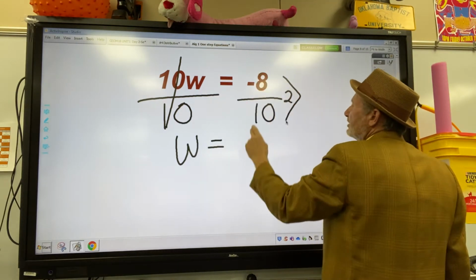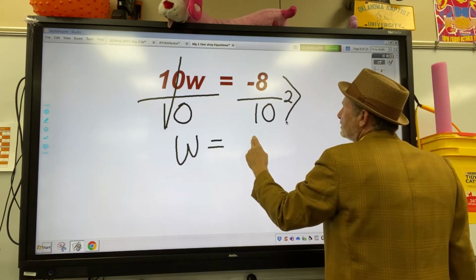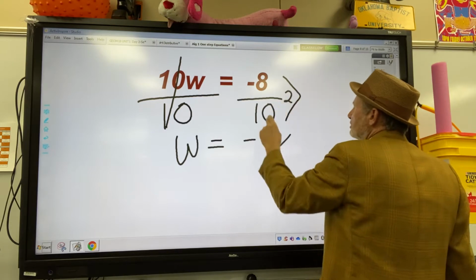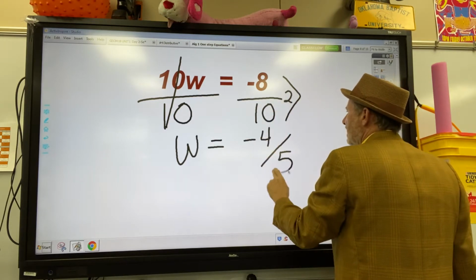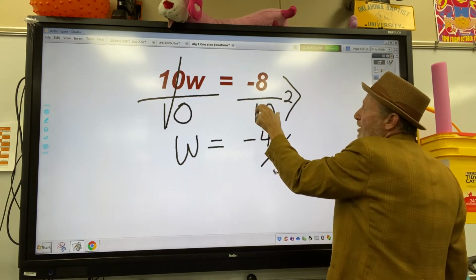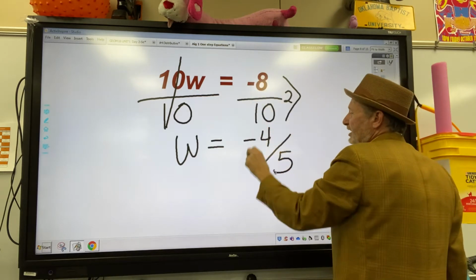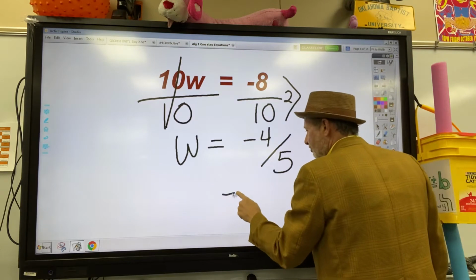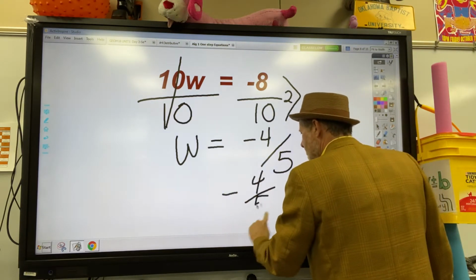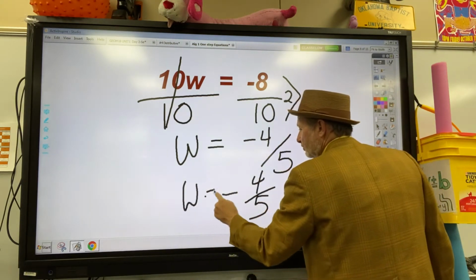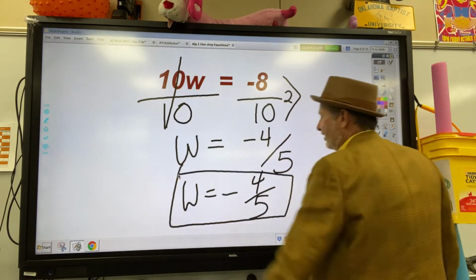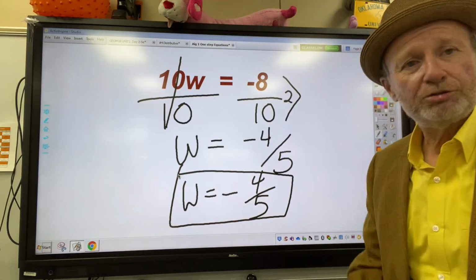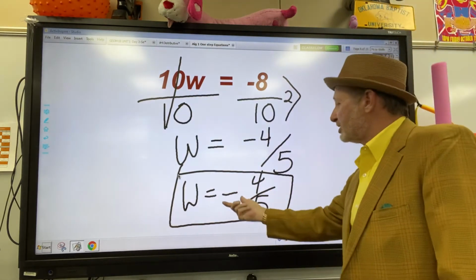Ooh, a 2 will go into both those. 2 goes into negative 8, negative 4 times. 2 goes into 10, positive 5 times. And because a positive into a negative, I get a negative answer. Now sometimes, instead of having it on the top, they're just going to put it outside, so that becomes w equals negative 4/5. Okay? I like to put them on top, but usually a lot of cats want to put them on the side.